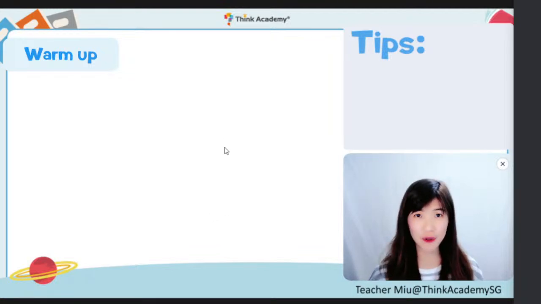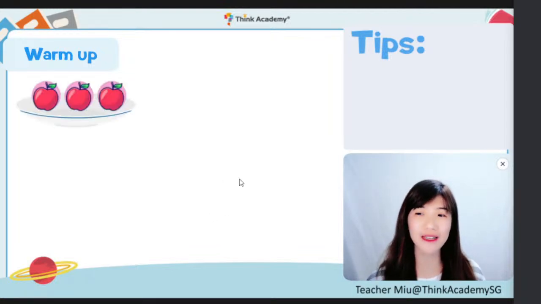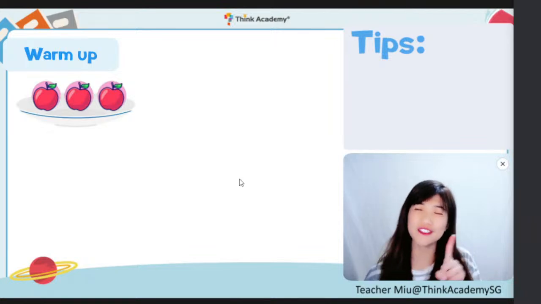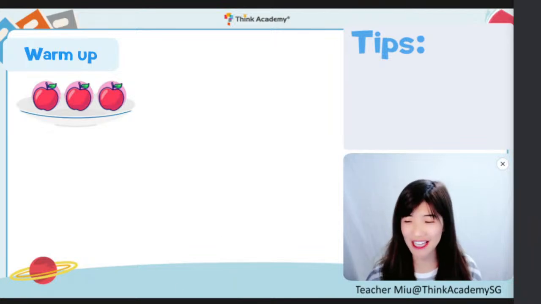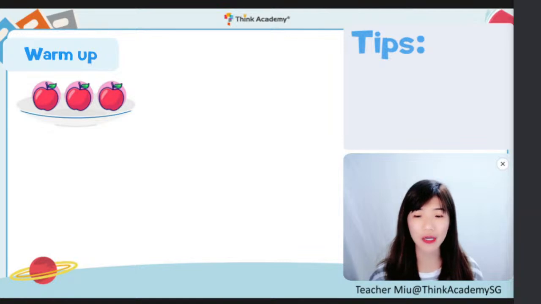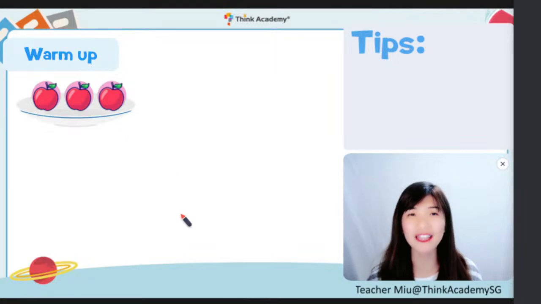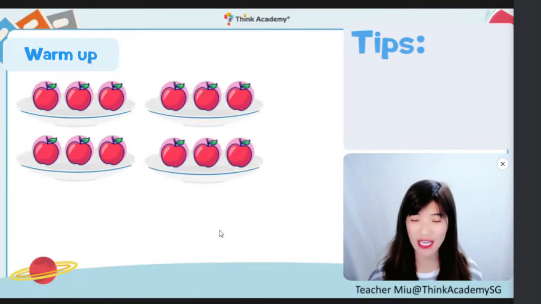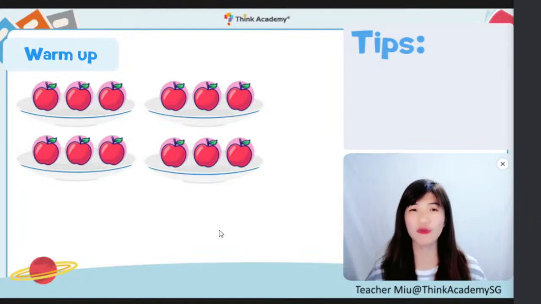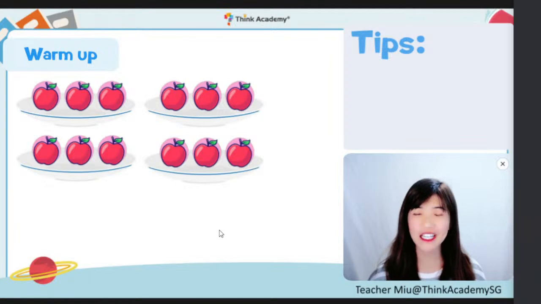If now Teacher Miu goes to buy some apples, how many apples are there? First thing first, this one is super easy. We can just count it one by one, just like 1, 2, and 3. This is very easy. But in a competition, there will be many of those. So if we have so many apples all at the same time, what should we do? Should we count it one by one?